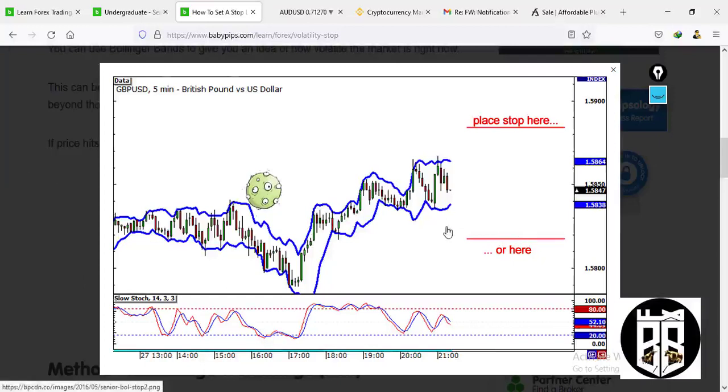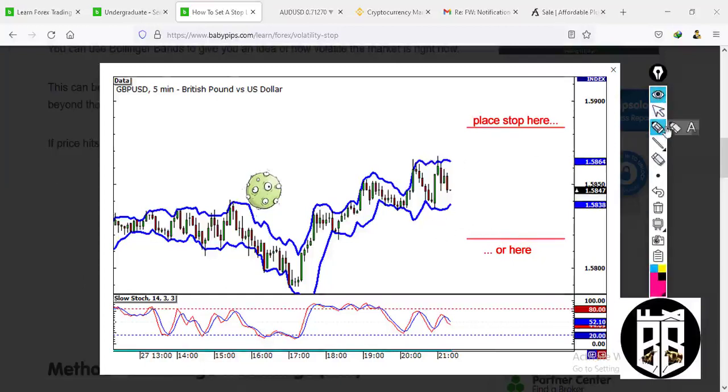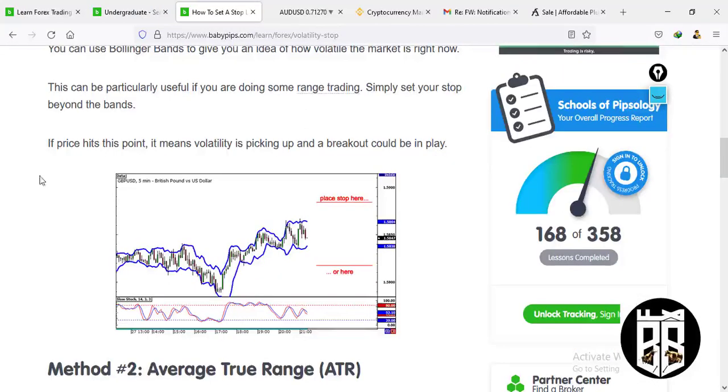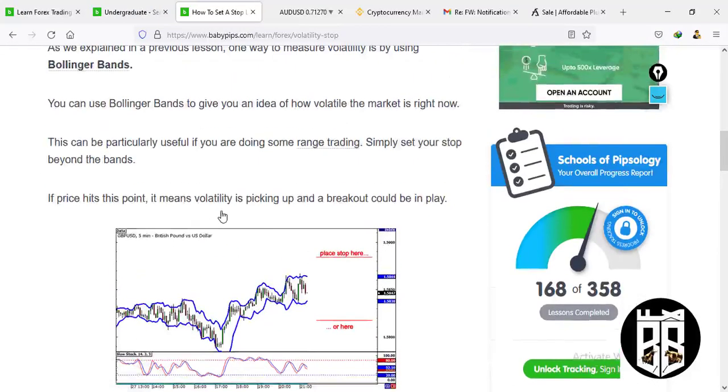Now where will your stop loss be? Your stop loss will be safer above the bands or below the bands, either way, whether you are going long or you are going short. So that's the benefit of using Bollinger Bands. It's much easier. It helps you to know the range trading within a given period of time.